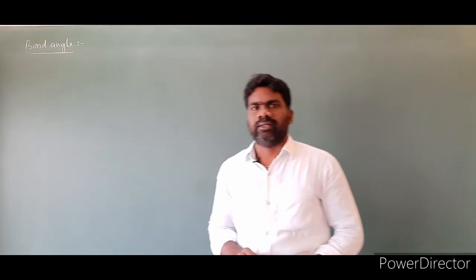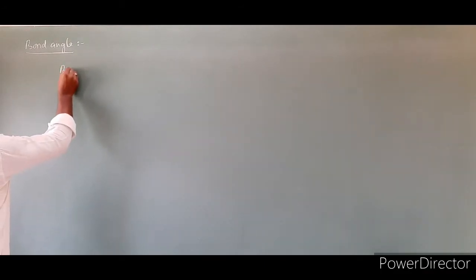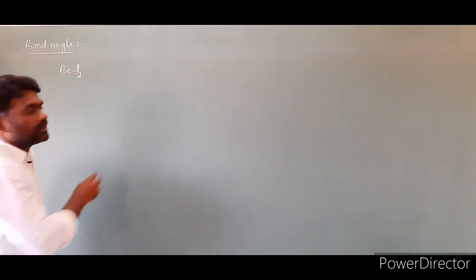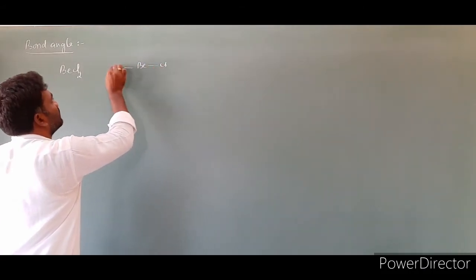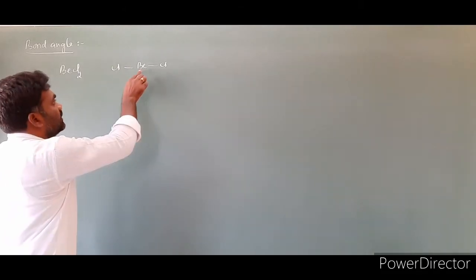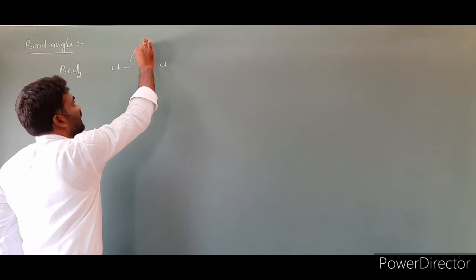Next topic is bond angle. The bond angle is defined as the angle between the orbitals containing bonding electron pairs around the central atom in a molecule or complex ion. Let us understand the exact meaning of bond angle by taking some examples. For understanding, I am taking the beryllium chloride, BeCl2 molecule. Between the beryllium and chlorine there is one single bond, and these are the bonding pair electrons. So we have to take the angle between them.